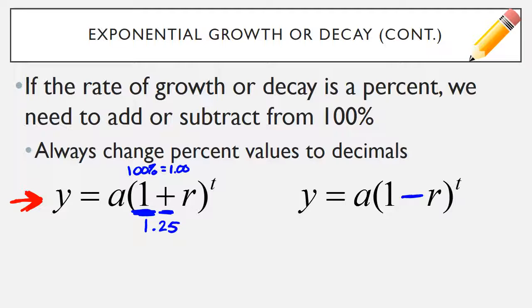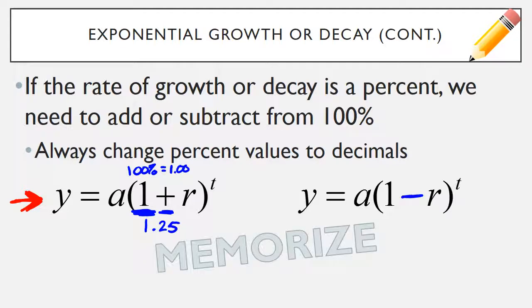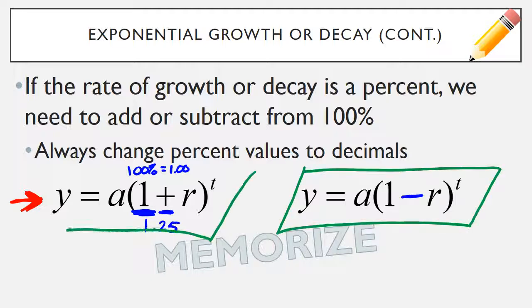So these two, again, there is an expectation. These are the two that I 100% would work on memorizing. This is also from Algebra 1, so you might have it in some previous notes.